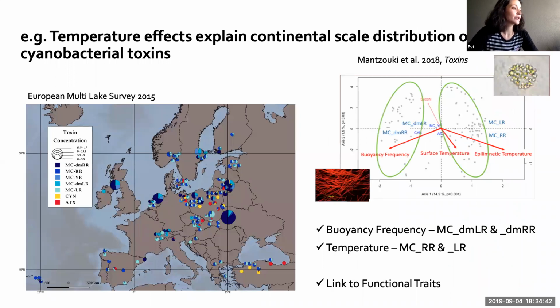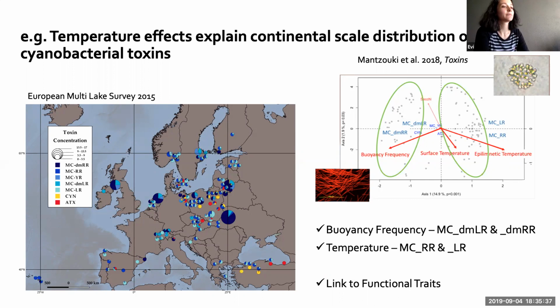Here I give you an example of what we did with a data set that we collected from the European multi-lake survey on understanding the continental scale distribution of cyanobacteria toxins in Europe. On the left, we see the toxin concentrations. The ratio gives the toxin concentration of MC for microcystin, CYN for cylindrospermopsin, and ATX for anatoxin, while on the right, we see the results of ordination analysis that show that mostly the direct effects of temperature as surface and epilimnetic, and the indirect effects of temperature on the water column stability as buoyancy frequency here, explain continental scale distribution of cyanobacteria toxins. We see that lakes with dmLR and dmRR would be mostly defined by buoyancy frequency.